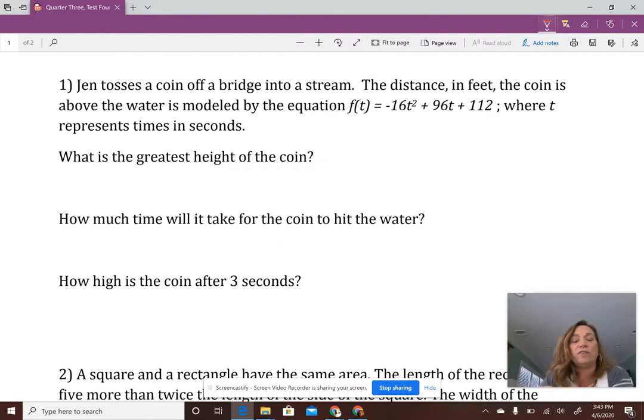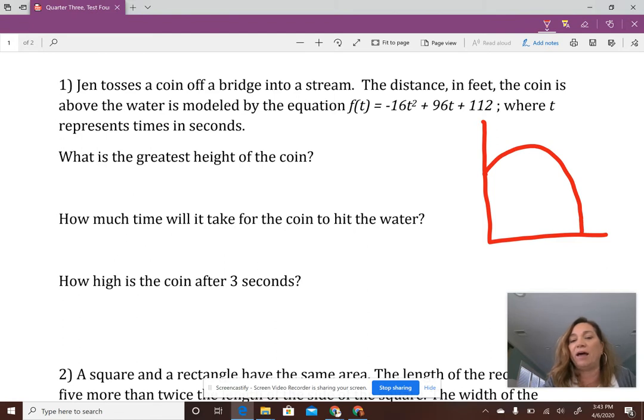Okay, so for the first question, Jen tosses a coin off a bridge into a stream. So this is a quadratic equation, and I know the graph is going to look something like that. Whenever the coefficient of the quadratic term is negative, it's an upside down U. I also know that the 112 is the y-intercept. So in this situation, it's basically the height of the bridge. Or maybe the bridge is a little bit shorter in a person's arm. So, maybe plus or minus 5 feet.